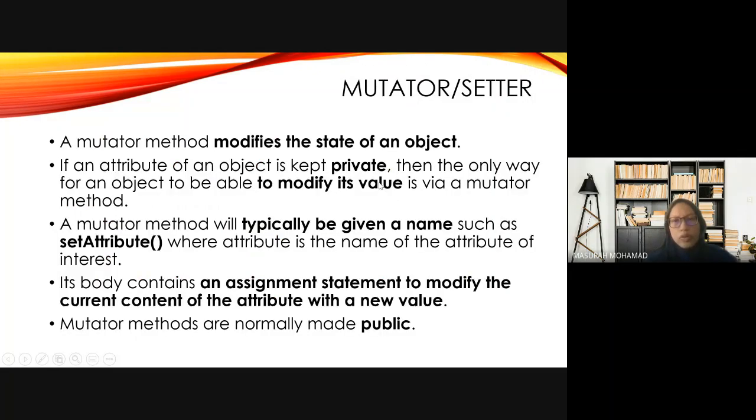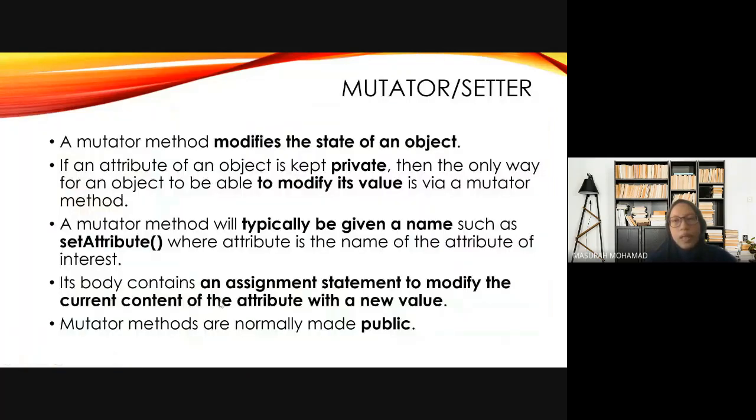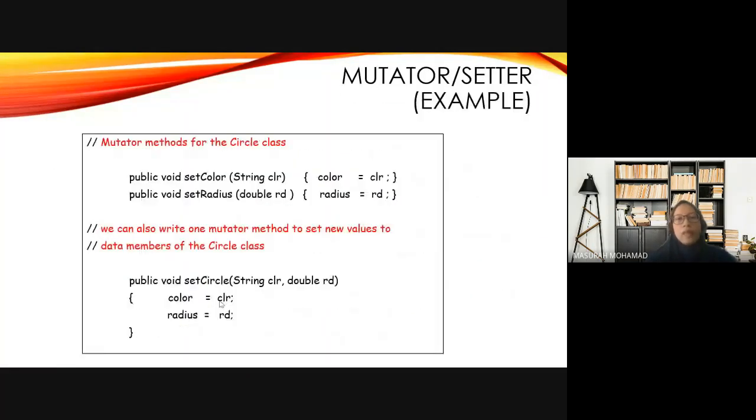Lebih kurang macam normal constructor kan you all? Cuba tengok balik, sama kan? Cuma setter ada apa tadi tambahan? Return type. Okay. Alright. Okay, ini jenis declare ataupun setter kita set satu-satu untuk satu-satu variables or parameters.